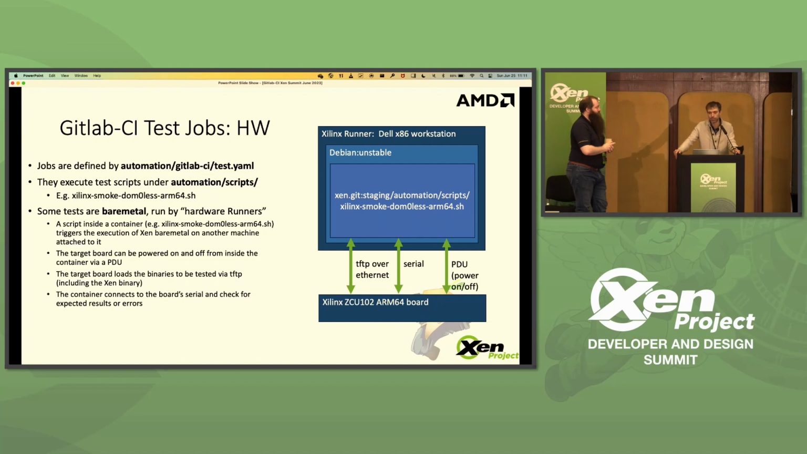In this case, the script is called Xilinx smoke.0, and it is actually very similar to the QEMU script. Except that instead of getting QEMU to run and making sure the logs are correct, you use the PDU to restart the board, you place the binary in the right TFTP directory, and then you connect to the serial. This time it is a real serial, a ttyUSB0 instead of the QEMU serial, still the same thing. And then you check that the logs are correct.